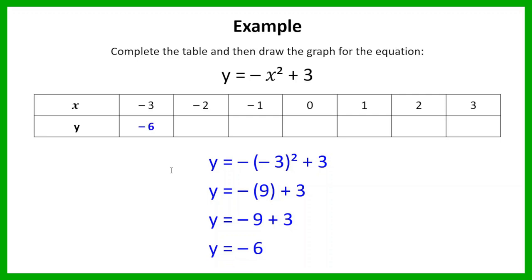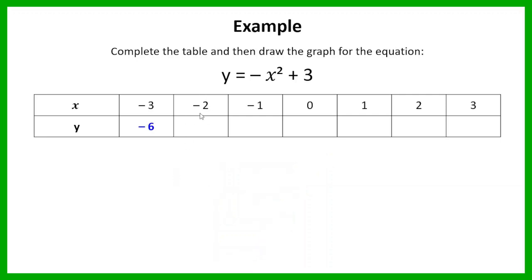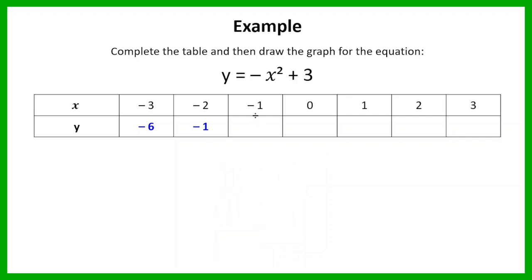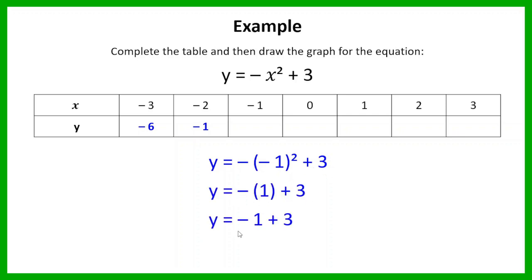And using the same concept, I'll do the same thing to find the y value that corresponds to x equals negative 2. So if x is negative 2, I substitute that in, I square it, and I get 4. But because of the negative in front, it is negative 4 plus 3, which gives me negative 1 for my y value. So if x is negative 2, y is negative 1. Then if x is negative 1, I get negative and then negative 1 squared plus 3. That gives me negative and then 1 plus 3, which is negative 1 plus 3, giving me a y value of 2. So if x is negative 1, y is 2.